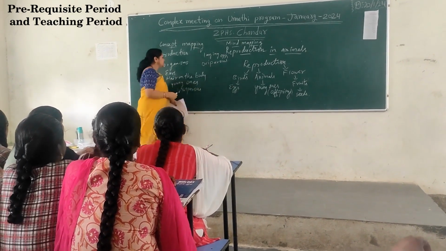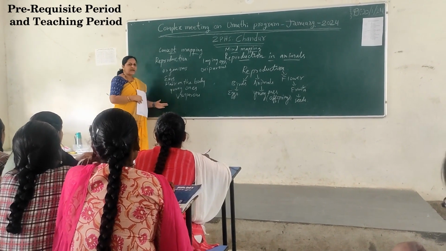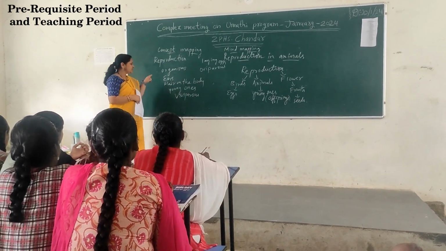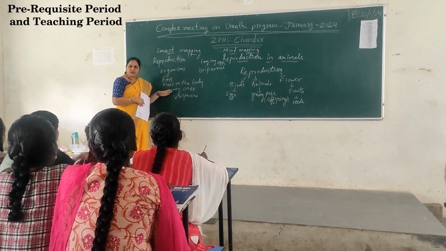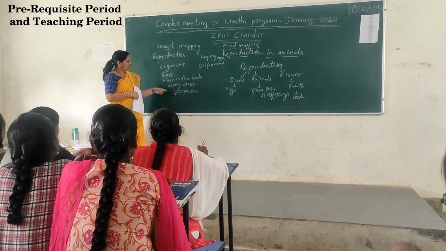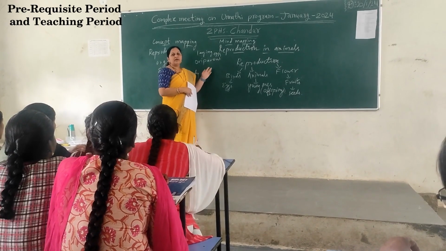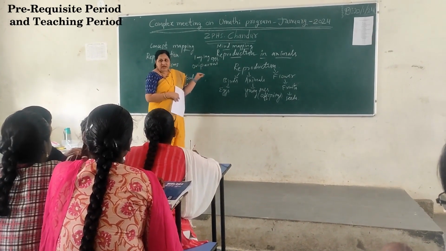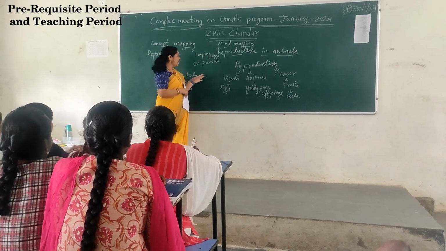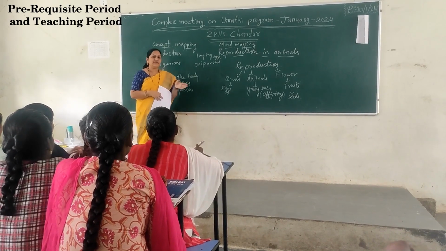Right? So just by seeing the external features, we can say which organisms are viviparous and which are oviparous. The organisms which have external ears and hair on the body are called viviparous. They give rise to the young ones. And the organisms which do not have ears and hair on the body are called oviparous. Many birds and reptiles do not have ears.